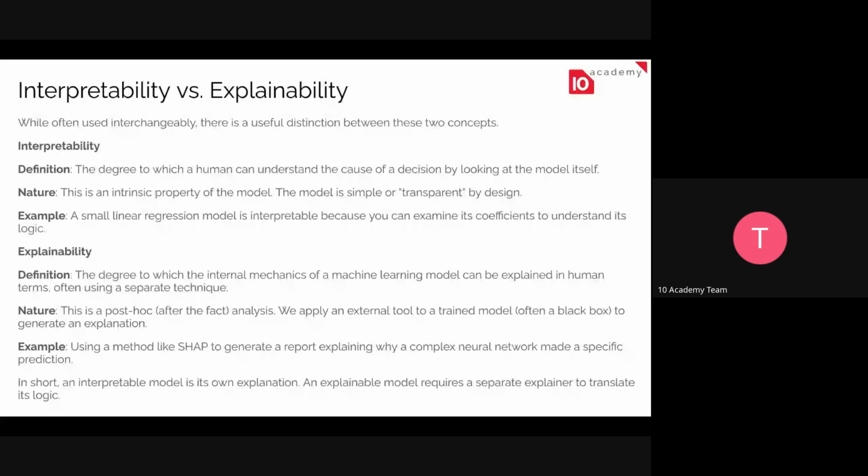You can think of it as taking a look inside the brain of the model, seeing how the features affected its decision making and so on. In short, an interpretable model is its own explanation. If the model is interpretable, you can consider the model itself to be the explanation. An explainable model requires a separate explainer to translate its logic. So I hope this is clear.